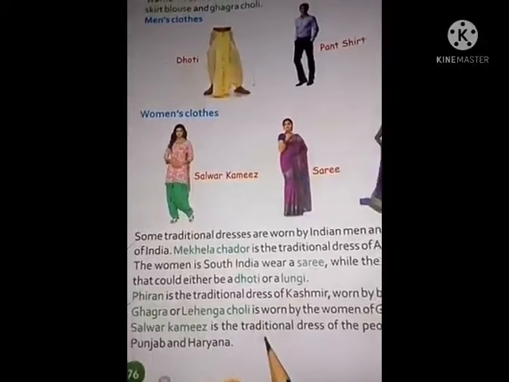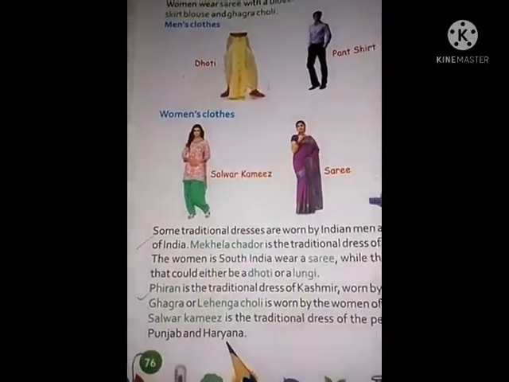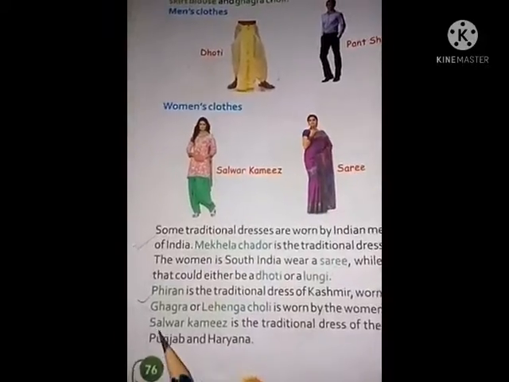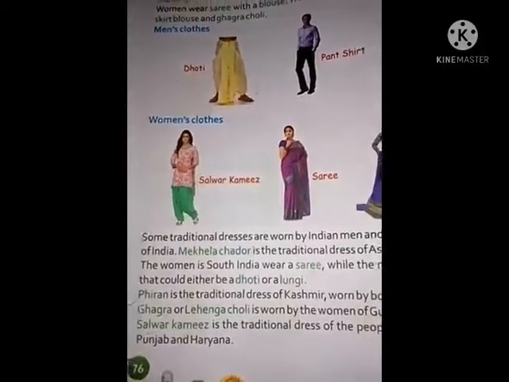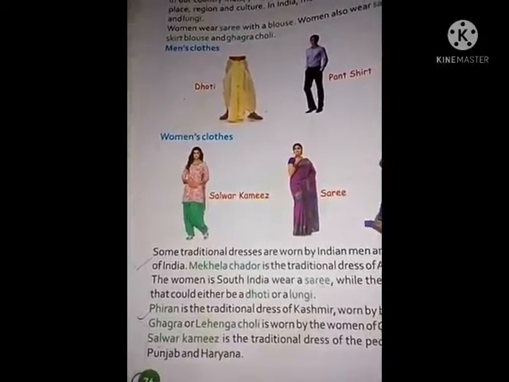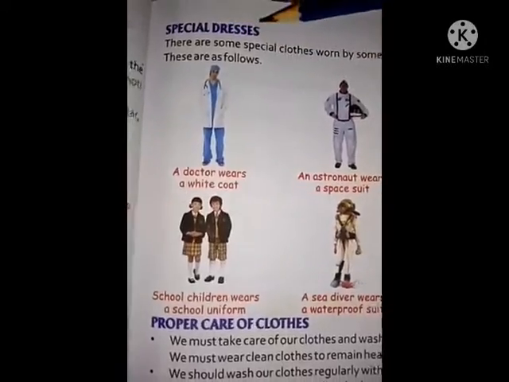Salwar kameez is the traditional dress of the people from Himachal Pradesh, Punjab and Haryana. The women of Himachal Pradesh, Punjab and Haryana wear salwar kameez. Okay, so these are the different types of traditional dresses worn by Indian men and women. Remember this. Now the special dresses.